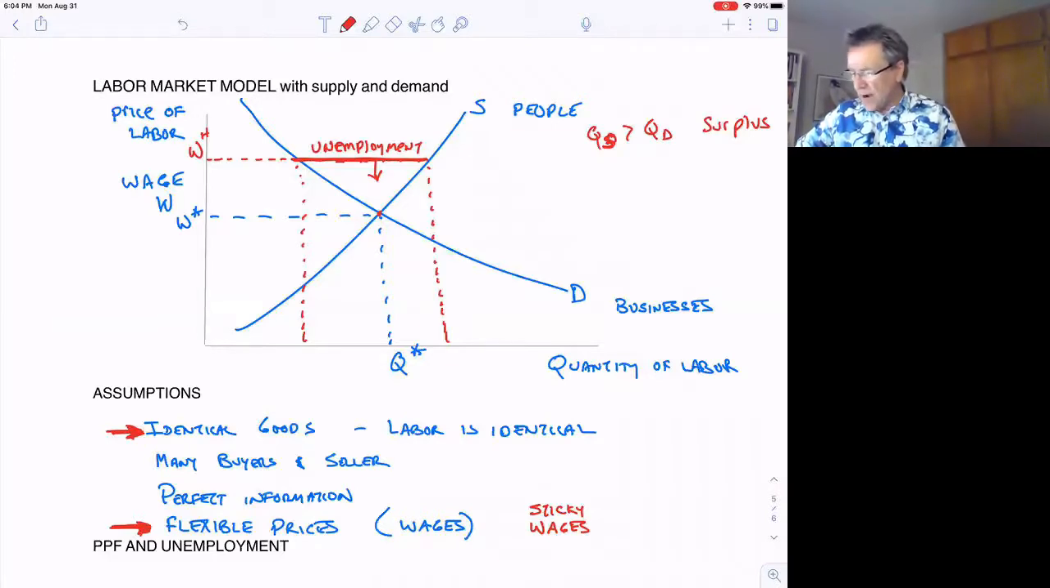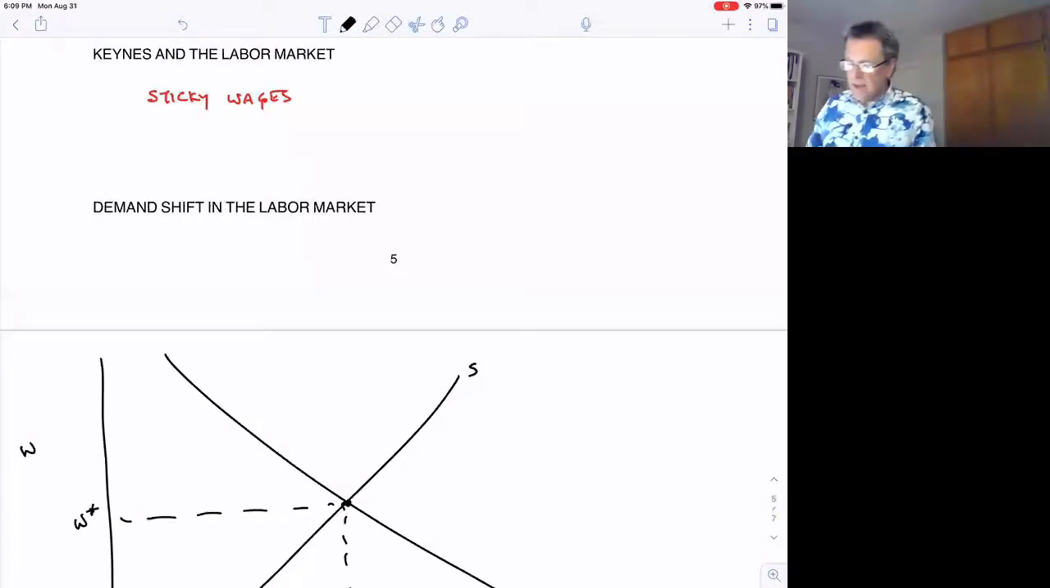So Keynes might have been right about this, that maybe wages are sticky downward. They're not flexible. And so this model really isn't appropriate to analyze the labor market because it doesn't really explain why there's unemployment that persists for quite some time. Maybe we just can't get to equilibrium very quickly. So Keynes came up with this idea of maybe sticky wages in the labor market, but he didn't really know what the problem was. He just knew it was probably a bad market.